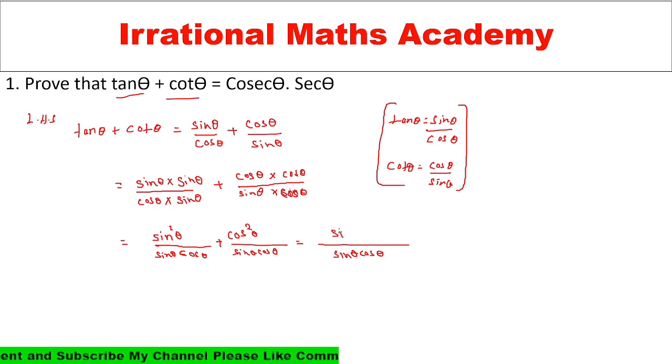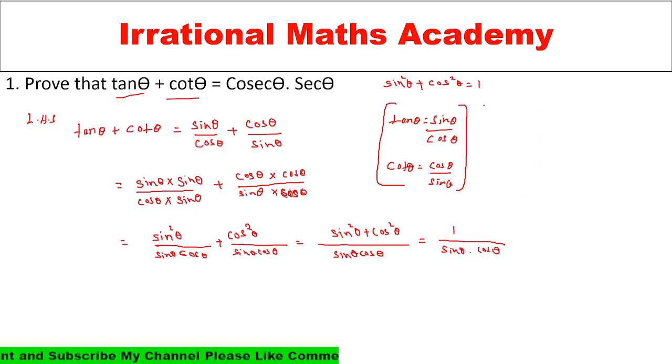Now I can write as what? Sin square theta plus cos square theta. One thing we know, the identity of sin square theta plus cos square theta is 1. So sin square theta plus cos square theta is 1. So let me substitute here, and sin theta into cos theta.